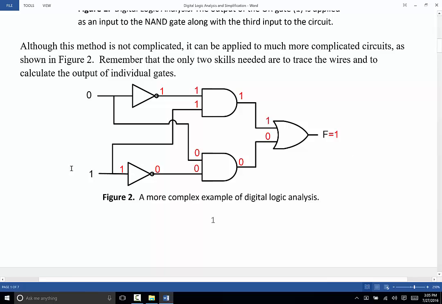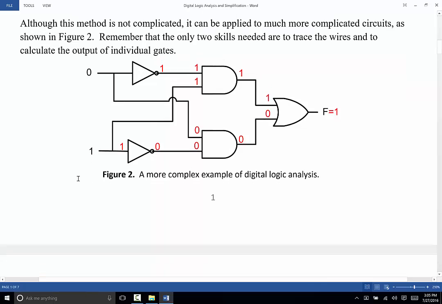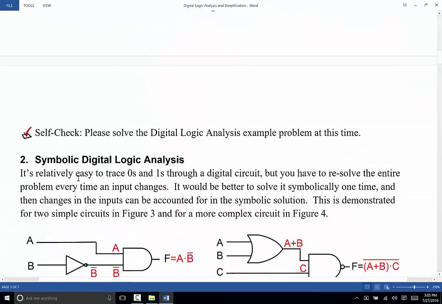And now what happens if one of these two inputs changes? Well, all that work is out the window because now I need to redo all of that work for a new set of inputs. It would be better if I could do it all once and for all and then make any changes if necessary to an equation.